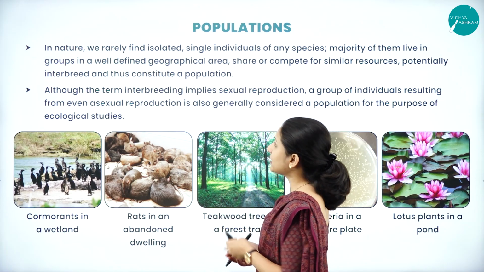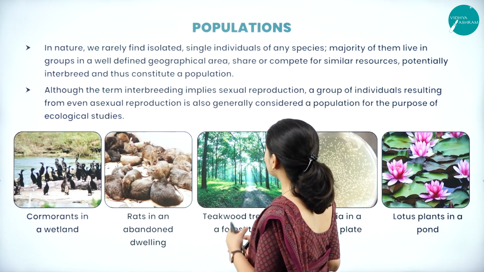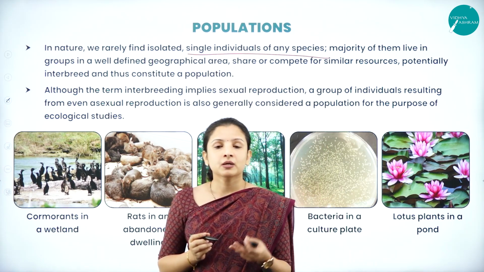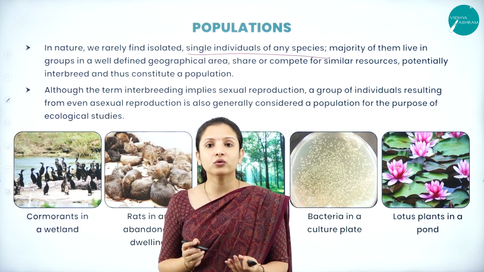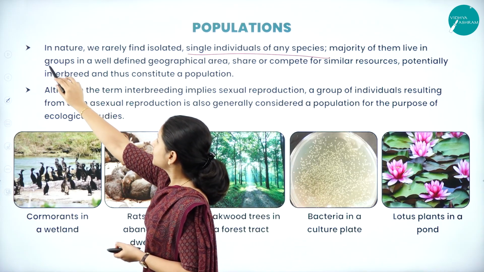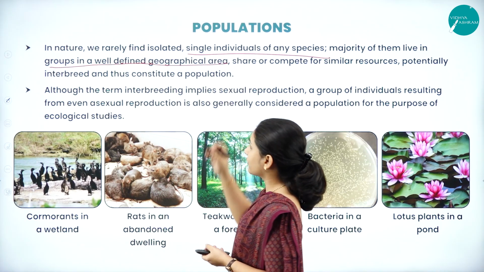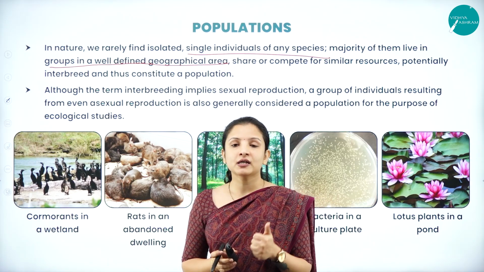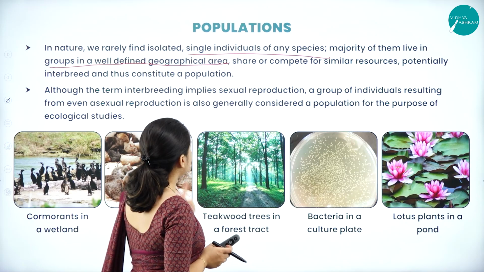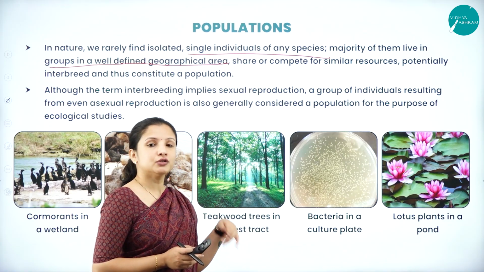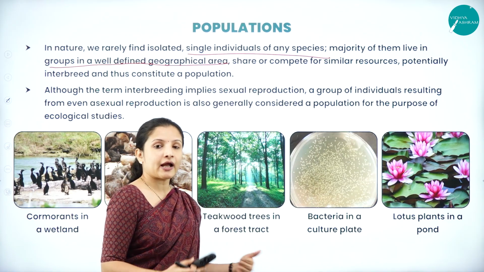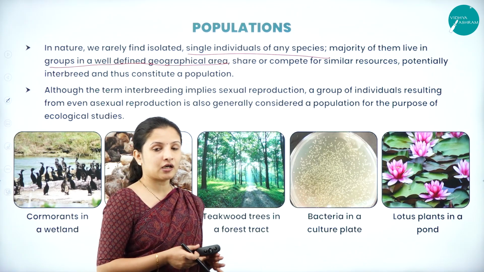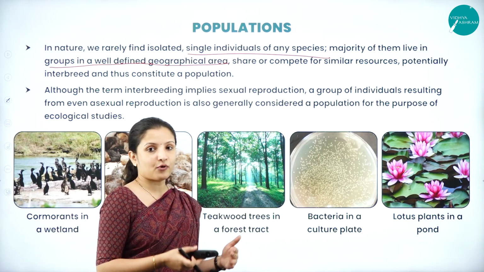So as we know, in nature, we rarely find isolated single individuals of any species, wherein the majority of them can only exist in groups, that is in a well-defined geographical area. So they share the same geographical area. There they undergo breeding and they give rise to new progenies, again adding on to the increase of the population, and also the deaths will occur, adding on to the decrease of the population.